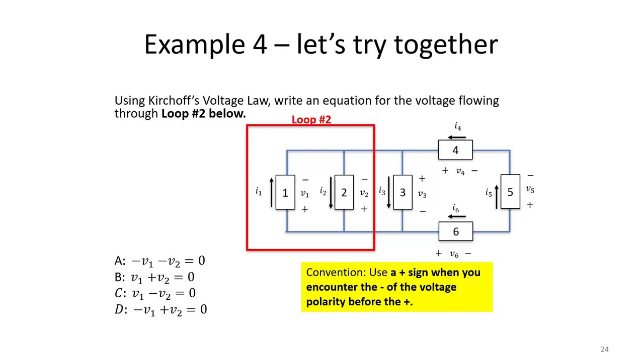All right, so now let's go ahead and try another example together. I would encourage you to try pausing the recording and see if you can attempt this one on your own, and then we'll discuss. So here we want to write an equation for the voltage flowing through loop number 2. So voltage values for loop number 2.